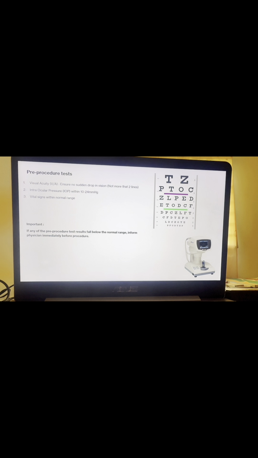Alright, for pre-procedure tests, we need to obtain the patient's VA, which is the visual acuity. Ensure no sudden drop in the vision, not more than 2 lines. Meaning, let's say the previous visit the patient's VA was 6/12, and today's visit is 6/60. If you look at the VA chart, you can see at the corner it will state the reading. If it's more than 2 lines, meaning it's more than 6/12, by right it's supposed to be at least about 6/18 or 6/24, for example, but the patient turned up with 6/60, they need to explain to the doctor. The IOP has to be within 10 to 24, and the vital signs have to be within normal range. If any of these differ from the normal range, you have to inform the doctor before the procedure.